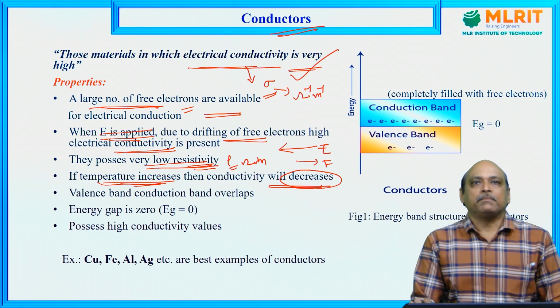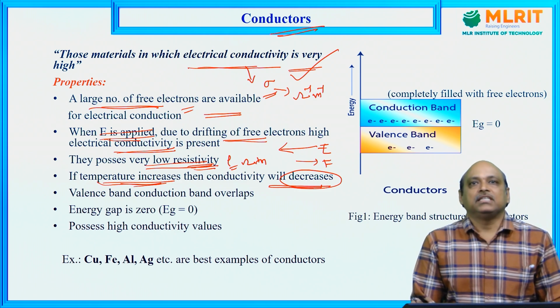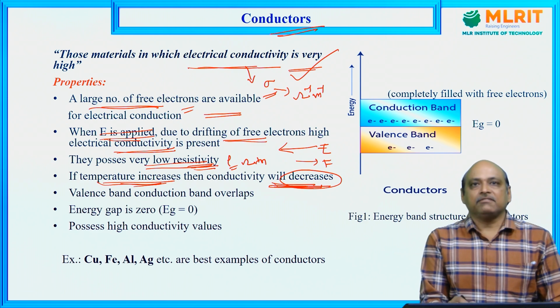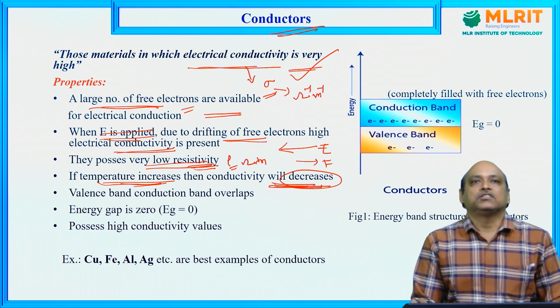Due to that vibration, the free flow of electrons will not be there. Due to that, some disturbance will happen in the free flow of these electrons. The result is that conductivity is going to decrease. So that is the reason why, when we increase the temperature, the electrical conductivity of these materials decreases.